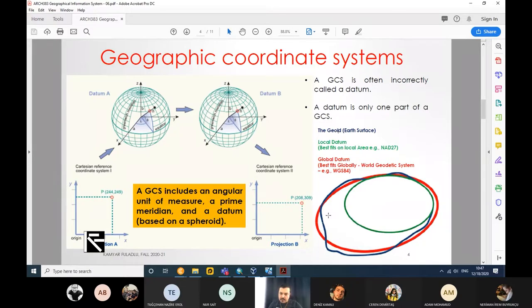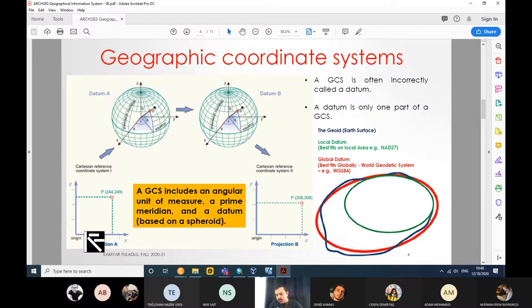In order to solve this issue, governments started to define a small ellipse according to the location. For instance, imagine I put a very small circle, or ellipse, here. I can fit this part, I can solve this problem here. Or imagine I put another ellipse or circle here. I can also solve this part. Like this green one. They put this green circle, which is a local datum, and it almost fits most of this part of the geoid.